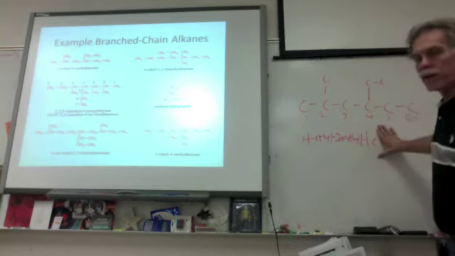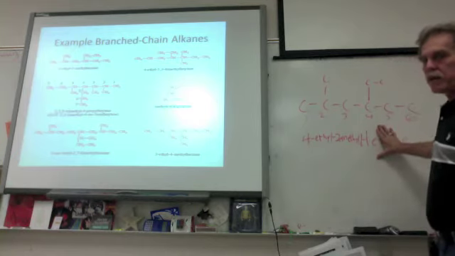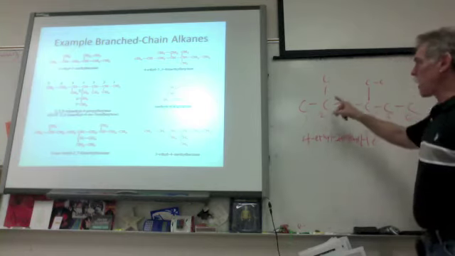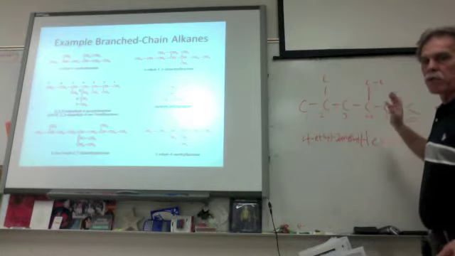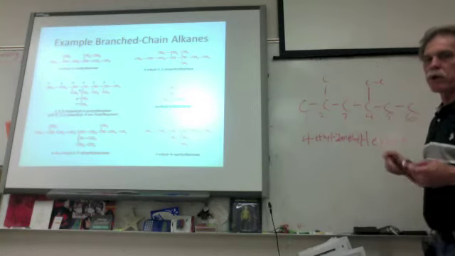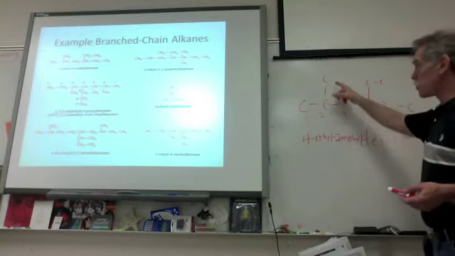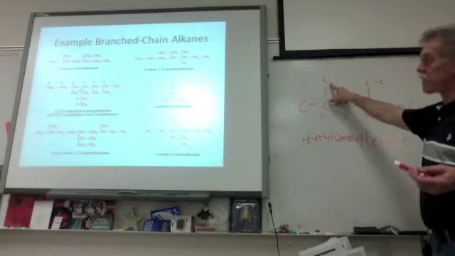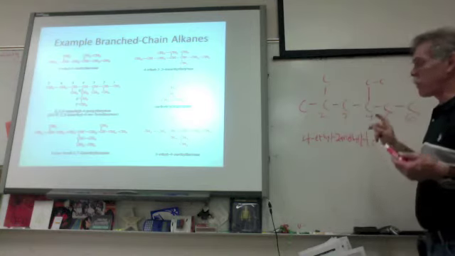First of all, always find the parent chain and write that. Then you're going to locate which way, left or right, to number, and find the longest chain. You've got the parent, and then anything you didn't count in the parent chain is a side group. If this were a chlorine instead of 2-methyl, it would be 2-chloro.